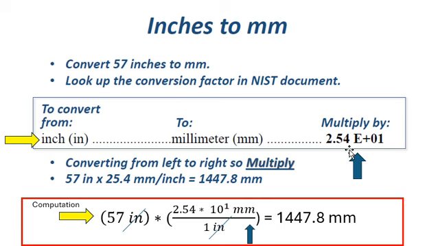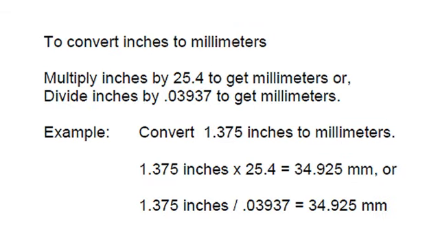It's not 2.54 because the E plus 0.1 is going to give you 25.4, because this is 10. 2.54 times 10 is 25.4, so don't forget that. Example: we're going to convert 1.375 inches to millimeters. We write that down, multiply it by 25.4, and you're going to get this. If you like to divide, you divide it by 0.03937. But I wouldn't go with the division. Just stick with the multiplication for now.